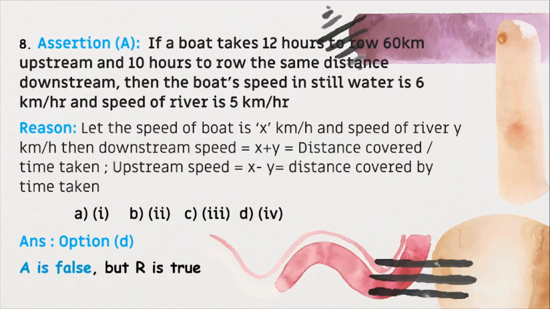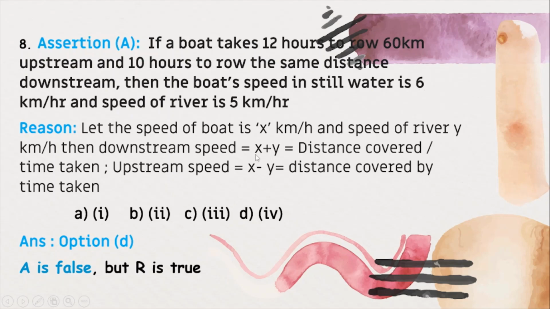Question number 8 in assertion reasoning. A boat takes 12 hours to row 60 km upstream and 10 hours to row the same distance downstream. Then the boat's speed in still water is 6 km per hour and the speed of the river is 5 km per hour. A real-life situation is given. We have to calculate and check the value of the assertion. Now in the reason, the speed of the boat is x km and the speed of the river is y km.